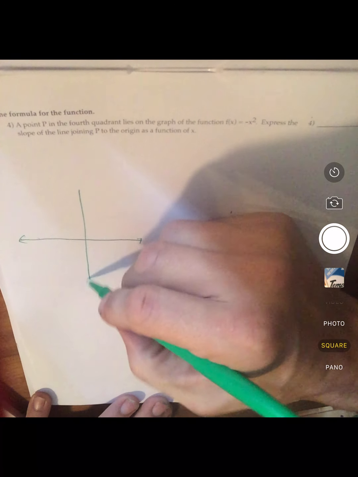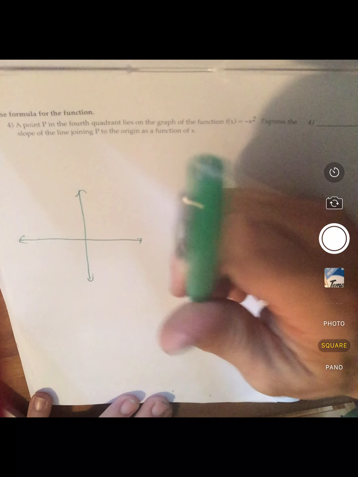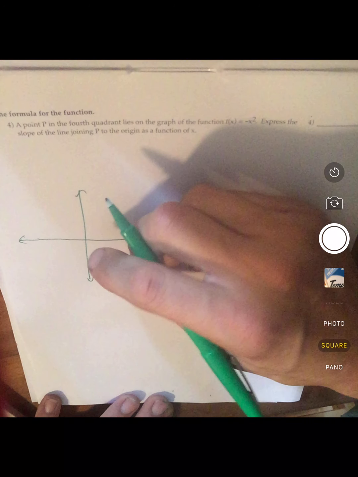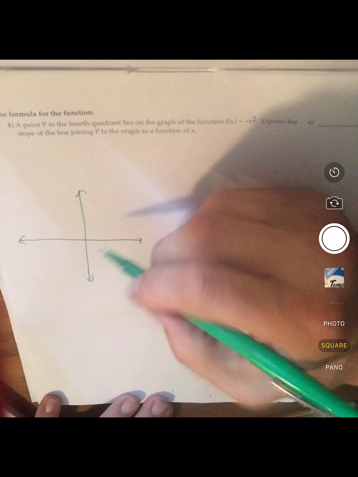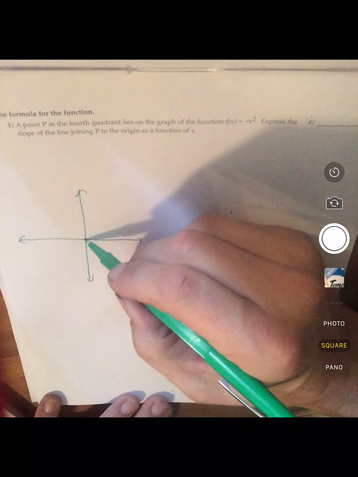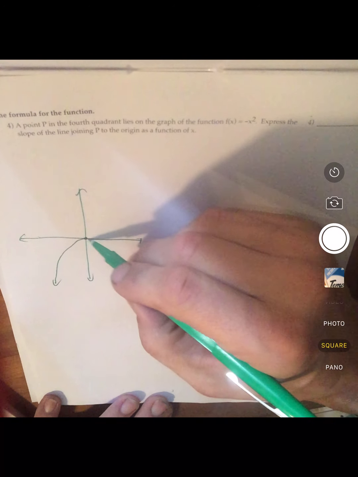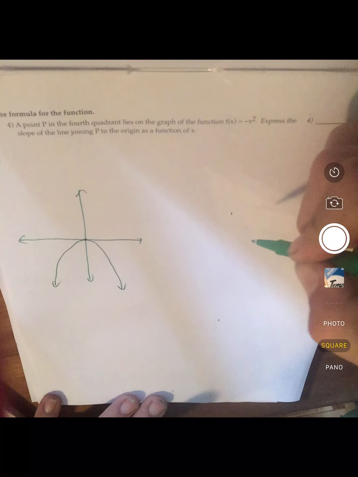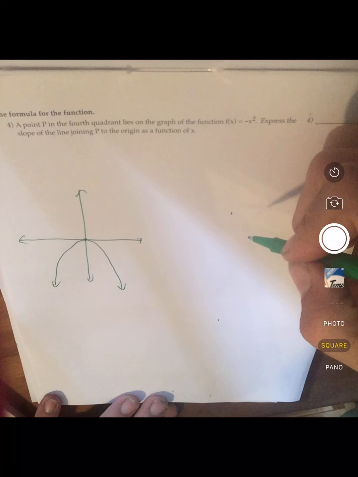And the other thing that's pretty easy to do on here is it says the graph of the function f of x equals negative x squared. So that's your regular parabola, only flipped over. Negative x squared would go through the origin and look like that. Okay, rough sketch. Good enough to get the point of what's happening.